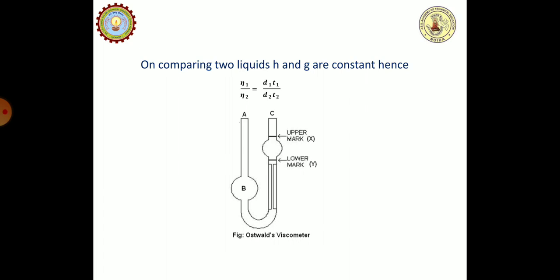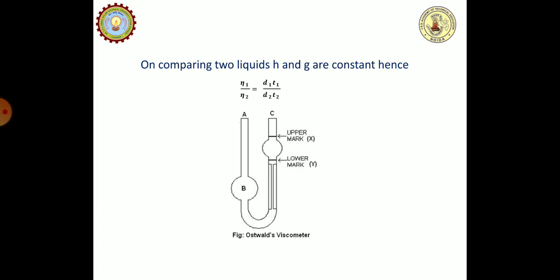Okay, this is the theory behind the viscosity experiment. How are we going to determine the viscosity of the given liquid? What is the procedure to perform this experiment? Let me explain. First, take a clean and dried Ostwald viscometer.